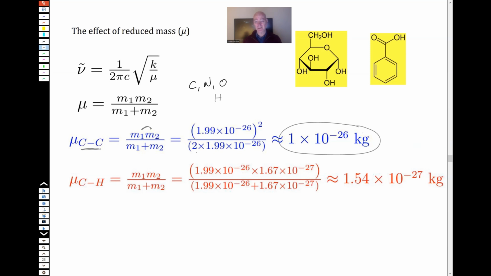And that's a fairly typical value. It doesn't matter if you have a CN bond, an NO bond, a CO bond. They're roughly about 10 to the minus 26, roughly speaking.